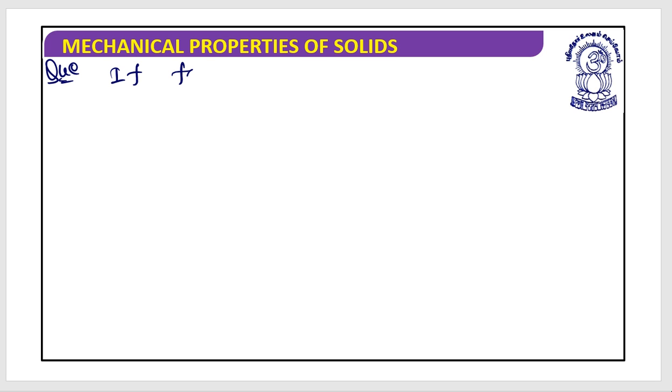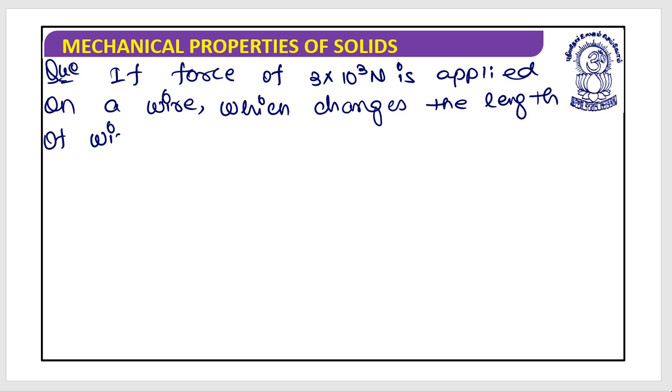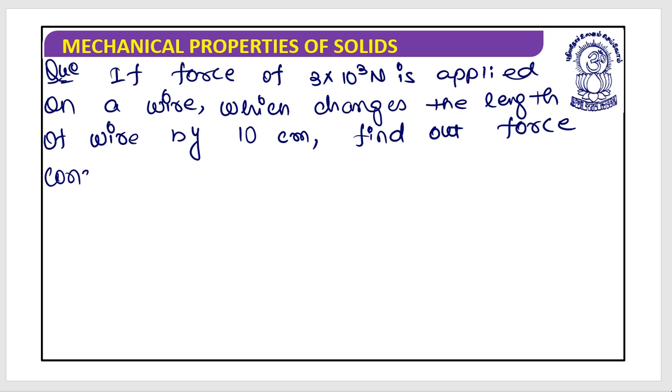If a force of 3 into 10 to the power 3 Newton is applied on a wire which changes the length of the wire by 10 centimeter, find out the force constant of the wire.